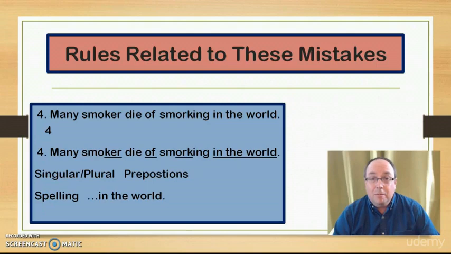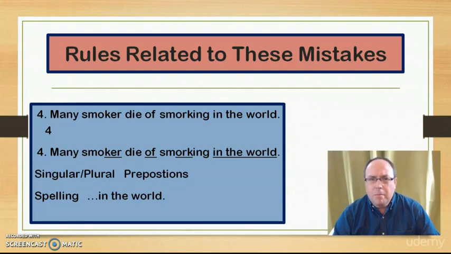And the final mistake, number 4, is in the world. You don't need to put in the world in this sentence. We use in the world when we're talking about the best of something or the tallest of something. All right, so he's the best basketball player in the world. That's the tallest mountain in the world. That's the biggest city in the world.